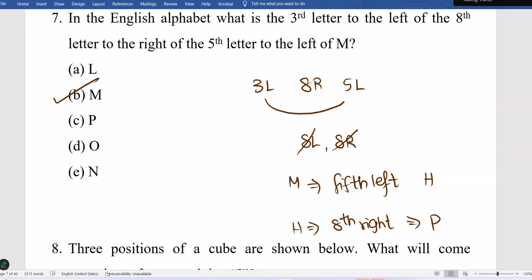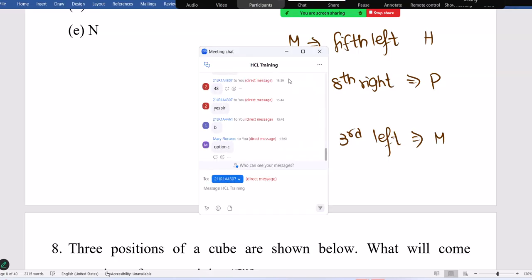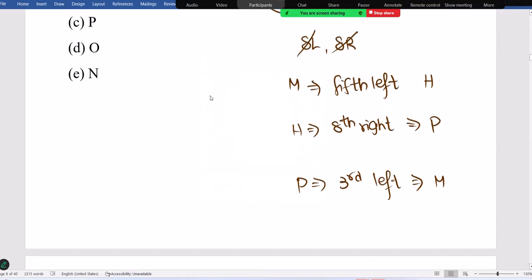Then third left for P. For P, we have to go third left. When you go third left for P, we'll get nothing but M only. Right? Same thing will come. M letter only is the answer.